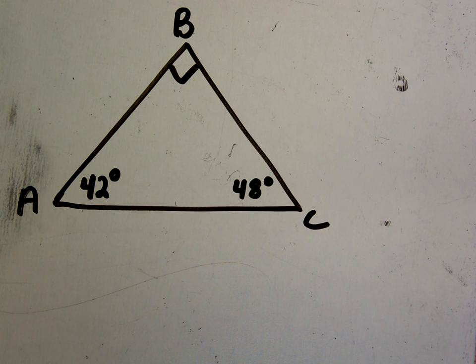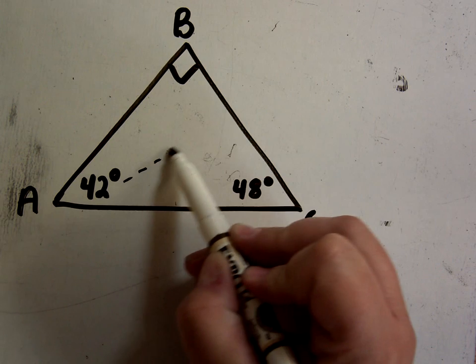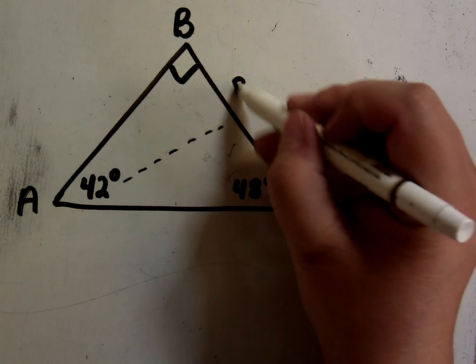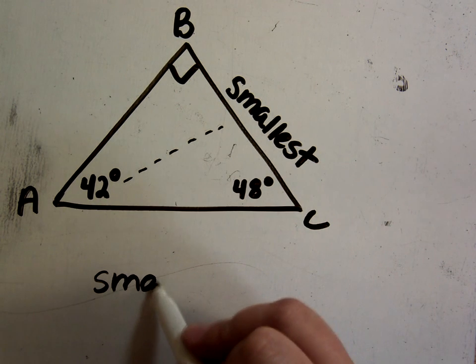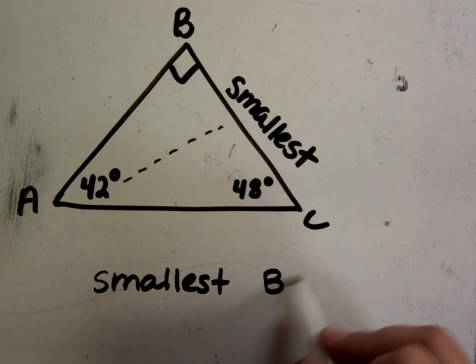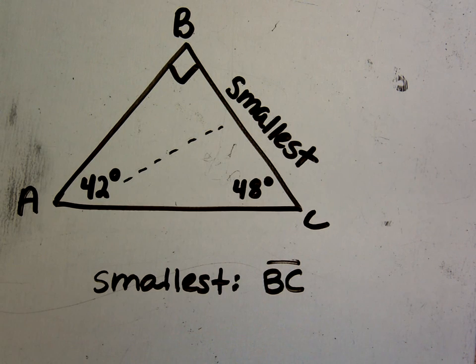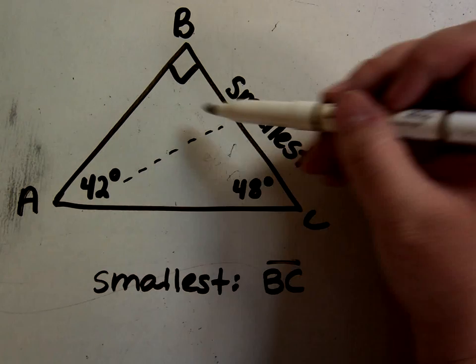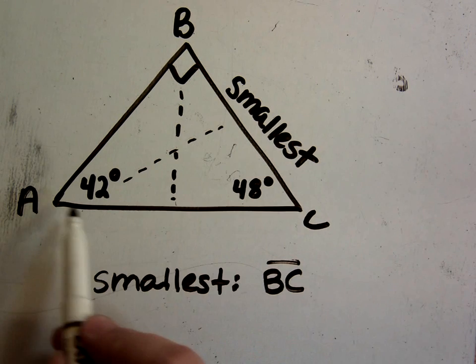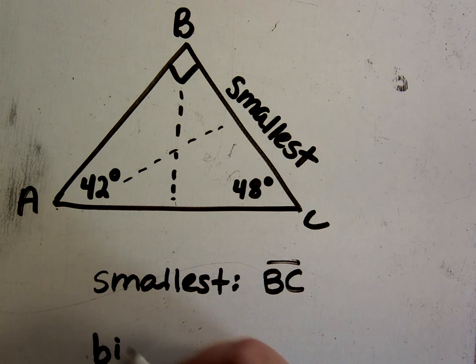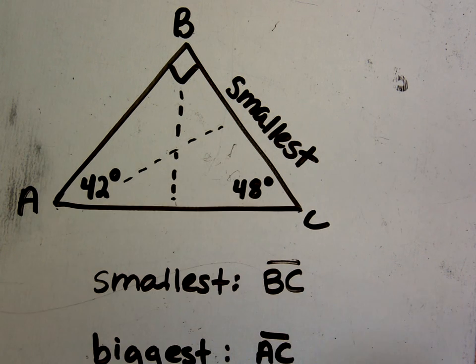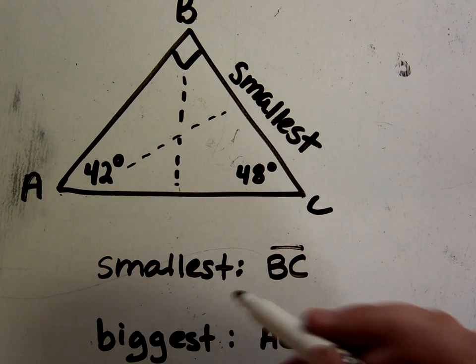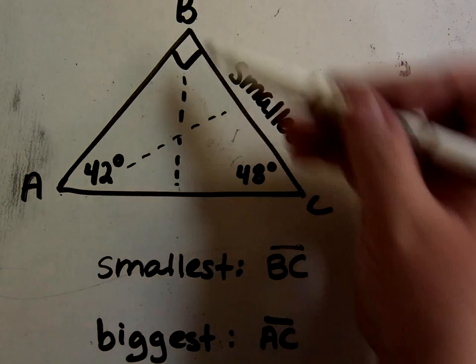Pause the video if you need to. Okay, the smallest side is going to be across from this angle. So it's BC. So the smallest side is BC, or shortest side. The biggest angle is the 90. So going across from the 90, the biggest side has to be the AC. This is, by the way, why a hypotenuse is always the biggest side in a right triangle, because it's across from the biggest angle. And that means that the middle one would be, let's see, BC, AC, that would be AB.